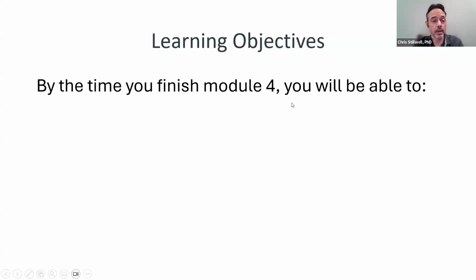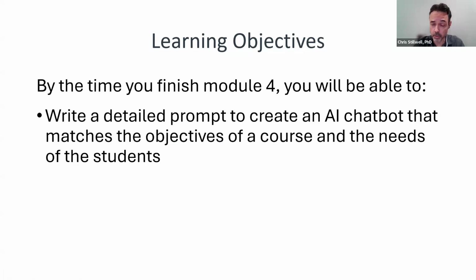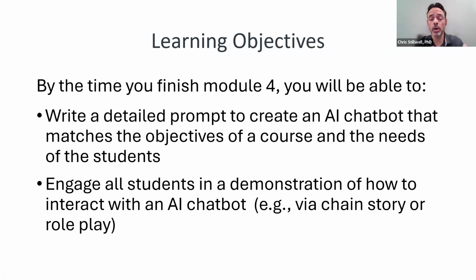The learning objectives are that by the time you finish this module, you will be able to write a detailed prompt to create an AI chatbot that matches the objectives of a course and the needs of the students, and engage all students in a demonstration of how to interact with an AI chatbot, for example, in a chain story or a role play.